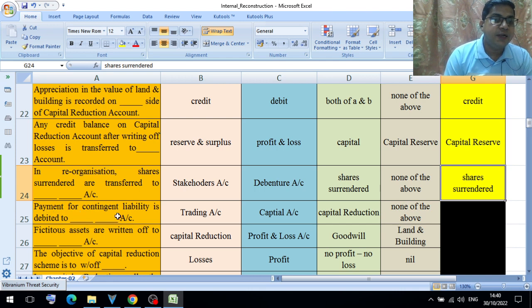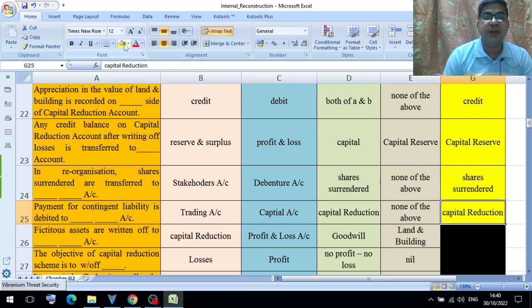Payment for contingent liability is debited to dash account. Option A, trading account. Option B, capital account. Option C, capital reduction account. Option D, none of the above. So it is transferred to capital reduction account.